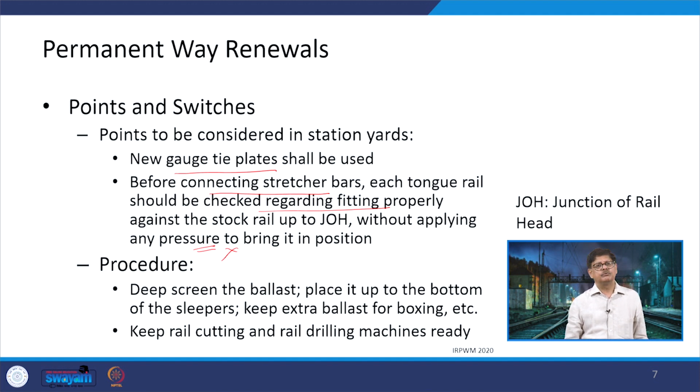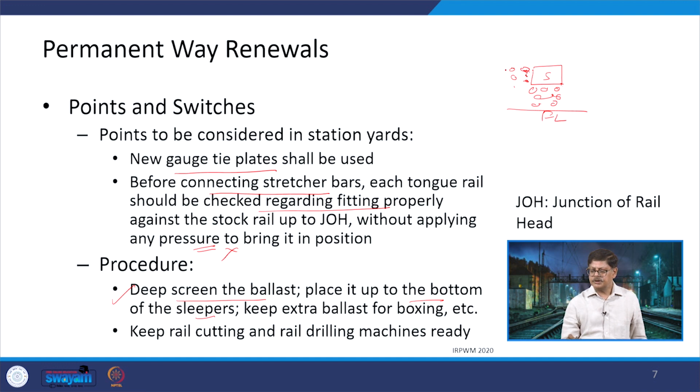Now, the procedure we have discussed previously, in short we are talking about that procedure. It says deep screening of the ballast, place it up to the bottom of the sleeper. Shallow screening is also to be looked at, and deep screening is also to be looked at. But when you are going for deep screening, if you take the sleeper, there are aggregates on the side as well as at the bottom, and they go up to the formation level.